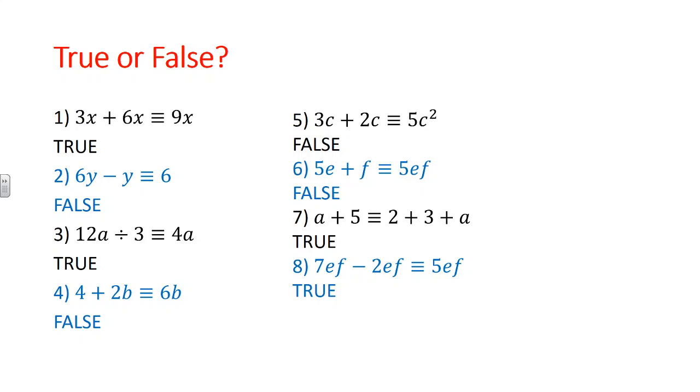Question 7. A plus 5 is identical to 2 plus 3 plus a. It's just another way of writing it because the 2 and the 3 could make a 5. So question 7 is true. Question 8. 7ef take away 2ef is identical to 5ef. So that one is true.